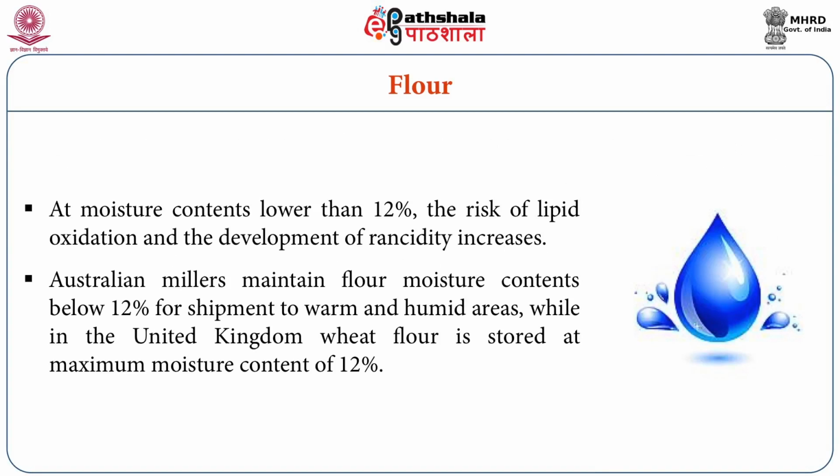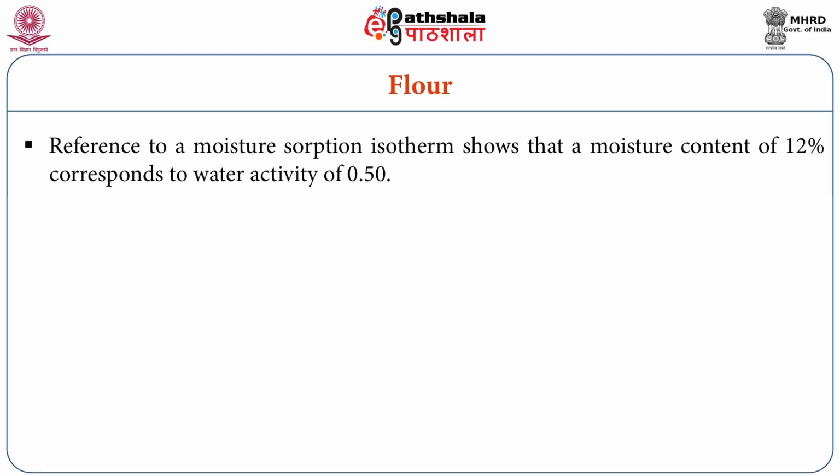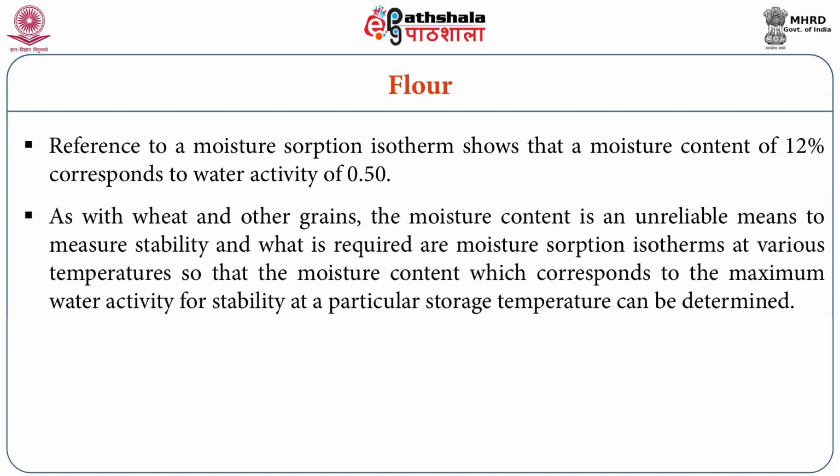Australian millers maintain flour moisture contents below 12% for shipment to warm and humid areas, while in the United Kingdom, wheat flour is stored at a maximum moisture content of 12%. Reference to a moisture sorption isotherm shows that a moisture content of 12% corresponds to a water activity of 0.5.